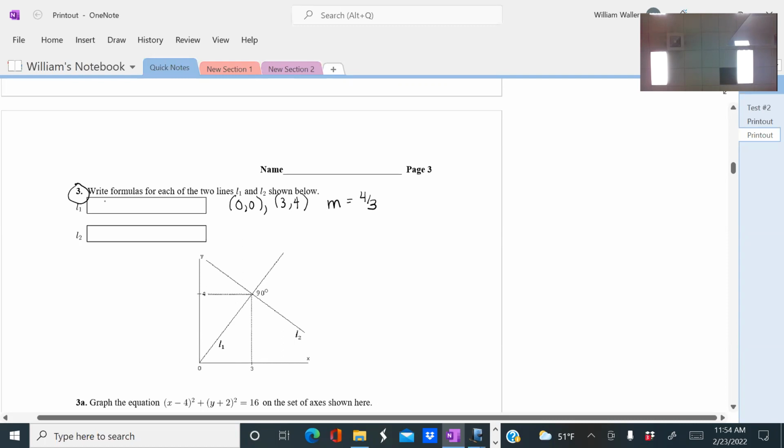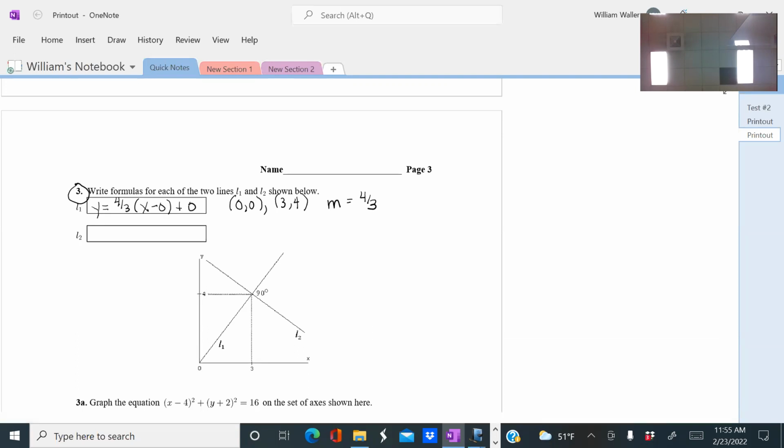And now you can write down the formula for the line really easily. It's y equals that slope, 4/3, times x minus the x coordinate of one of your points. Why not use this one? Plus the y coordinate of that point. So you just end up with y equals 4/3 x. There's the equation for L1.